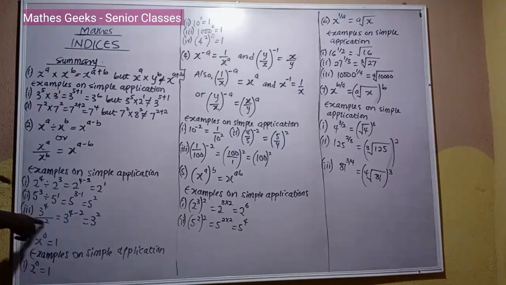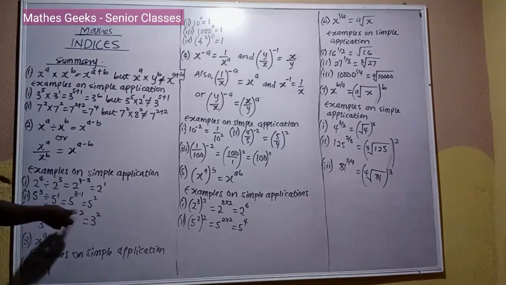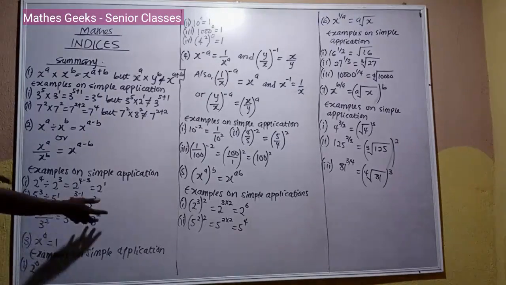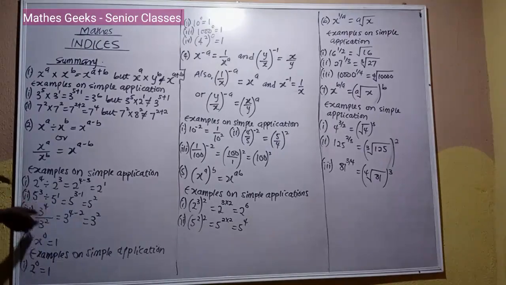3 raised to 4 divided by 3 raised to power 2. Since the bases are the same and it is division, you subtract the indices to get 3 raised to power 2. Same way with division, whether presented with this symbol or this line, you do the same thing as long as the bases are the same base. Then you subtract the indices.